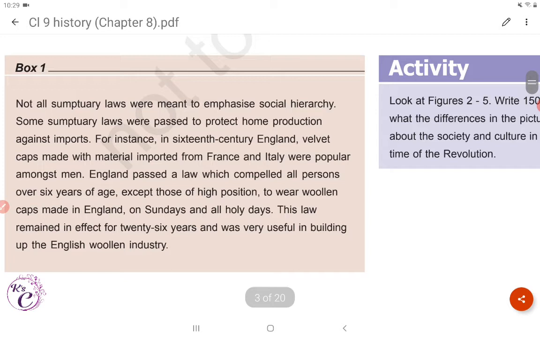Box 1. Not all sumptuary laws were meant to emphasize social hierarchy. Some sumptuary laws were passed to protect home production against imports. For instance, in 16th century England, velvet caps made with material imported from France and Italy were popular amongst men. England passed a law which compelled all persons over 6 years of age, except those of high position, to wear woolen caps made in England on Sundays and all holidays. This law remained in effect for 26 years and was very useful in building up the English woolen industry.